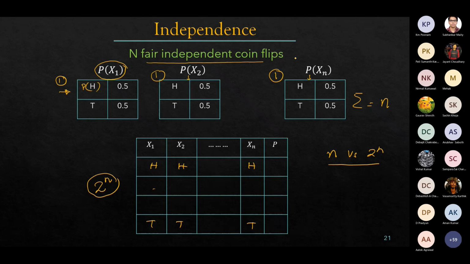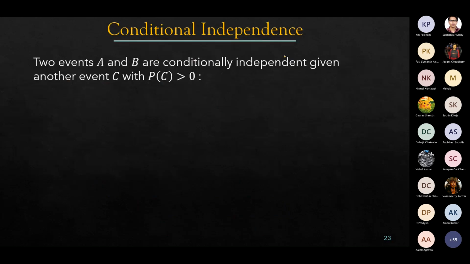So this is a very simplifying assumption, and it is not really practical to assume that all the variables are completely independent of each other. Some variables are dependent on each other, and some variables are dependent on each other given another variable. And that is what brings us to the notion of conditional independence, right?